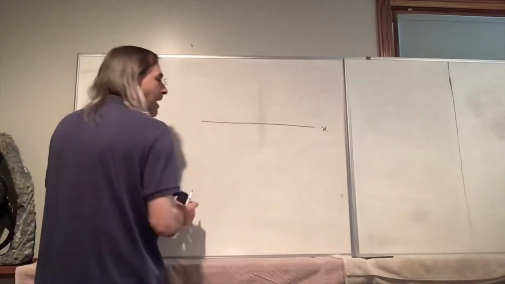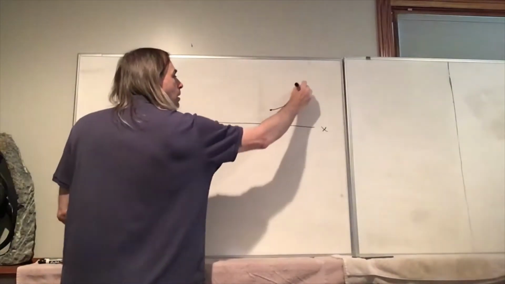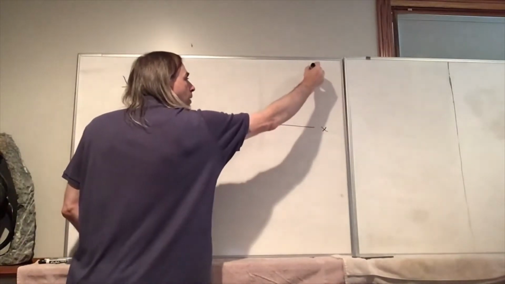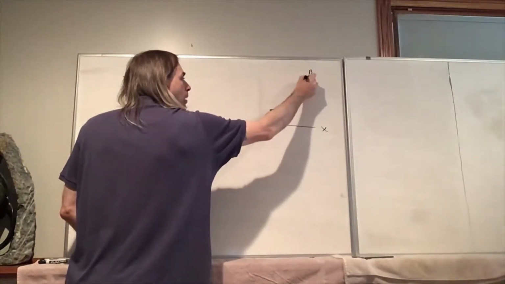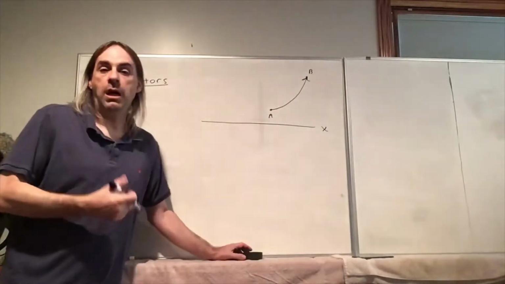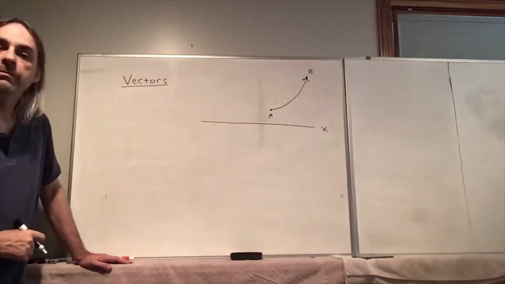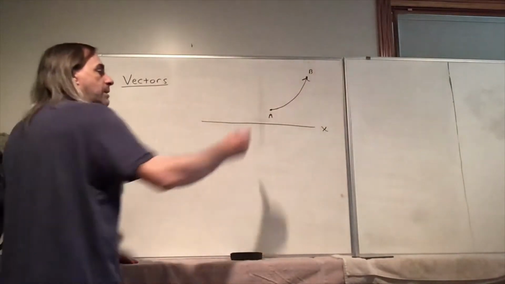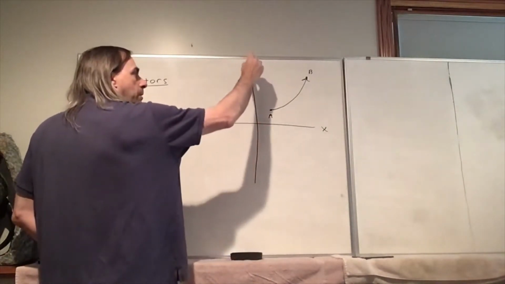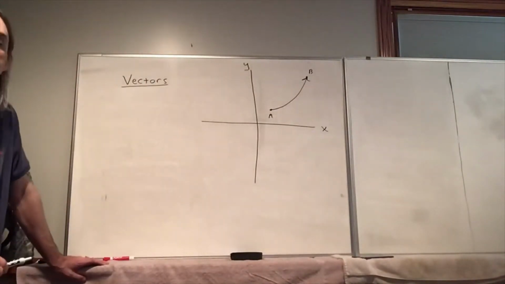But if we have an object that does, say, something like this. Let's say it moves from A to B along this curved path. This is no longer a one-dimensional motion because it's moving on a curved path. So in order to describe motion like this, we're going to have an xy coordinate system. So now we can talk about 2 dimensions.